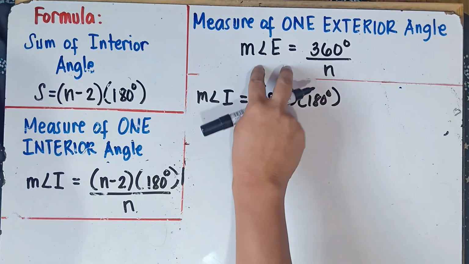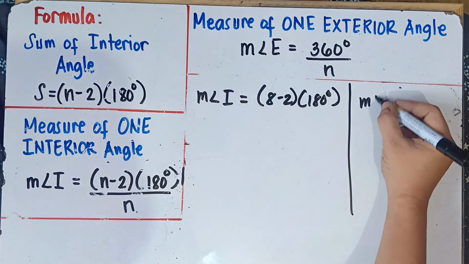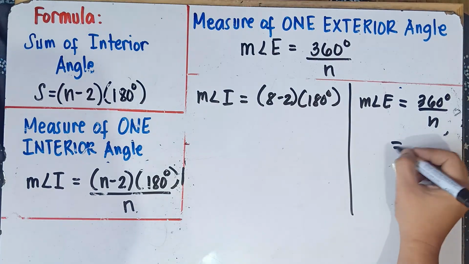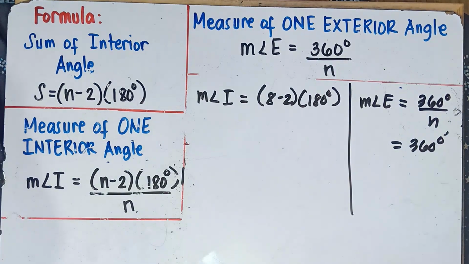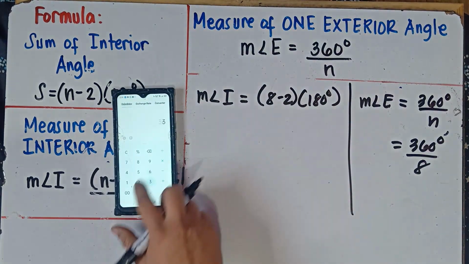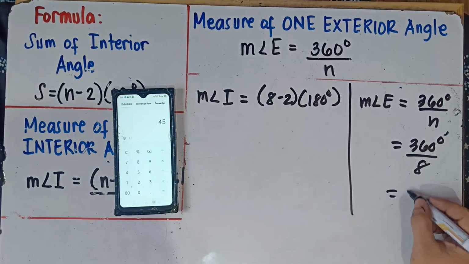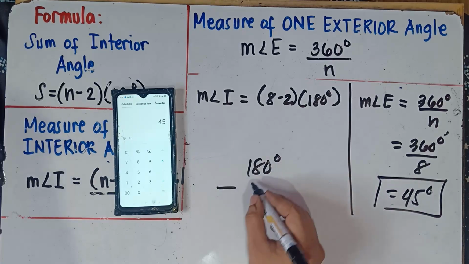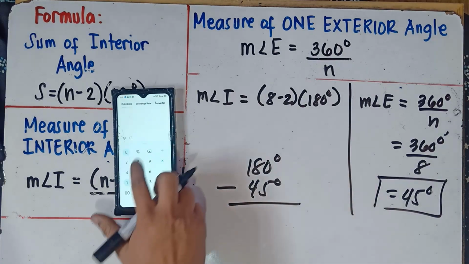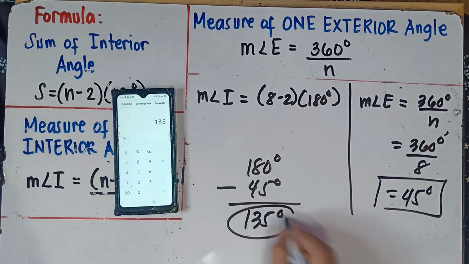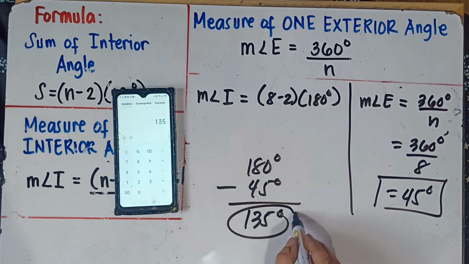Or once again, class, you can apply this one. Measure of exterior angle is equal to 360 degrees divide n. So 360 degrees, our number of sides, that will be 8. Divide 8. So 360 divide 8. The answer is 45. So therefore, class, the measure of one exterior angle, that will be 45 degrees. And then 180 minus 45, that would be 135 degrees. Therefore, class, the measure of one interior angle, that would be 135 degrees.